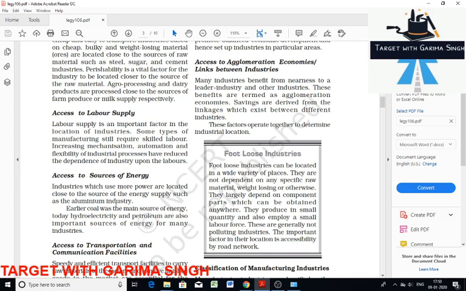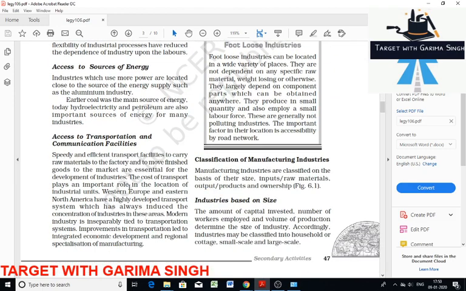Then access to source of energy. Earlier coal was used. Now the main sources of energy are hydroelectricity and petroleum. Then access to transportation and communication facilities. Industries are located in places that have efficient transportation facilities and communication services for the exchange and management of information.